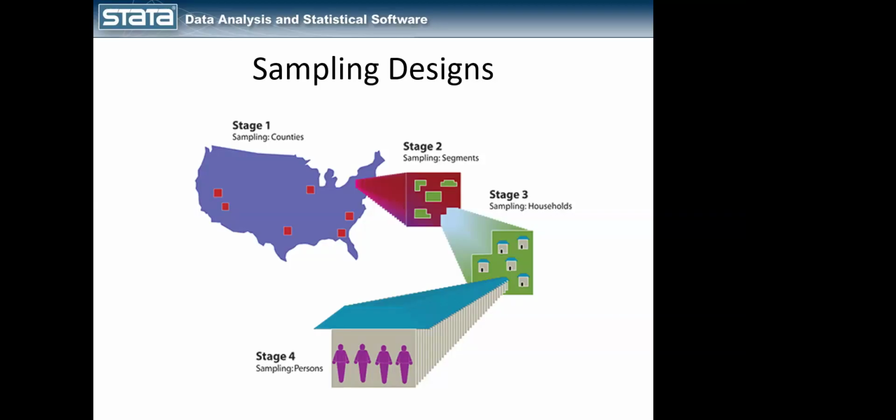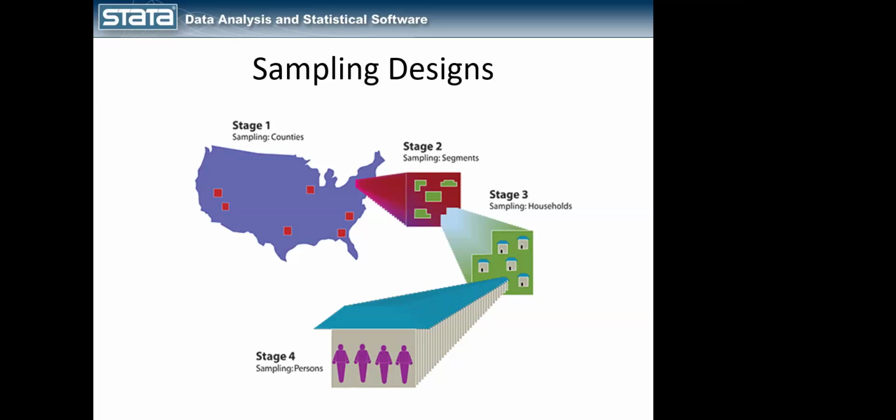These segments could be something like a school district, or a statistical metropolitan sampling area, these SMSAs, could be a voting precinct or things like that. But the counties themselves are then subdivided, and at stage 2, they sample segments of those counties. Then from within those segments at stage 3, they sample households. And then at stage 4, they sample individual people from within the households. So the NHANES sample is a 4-stage sample.